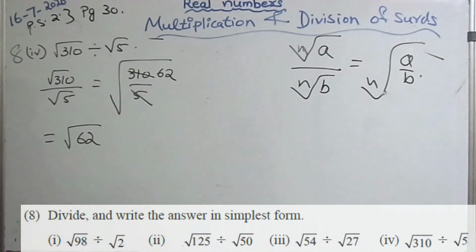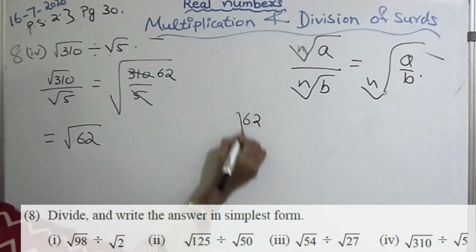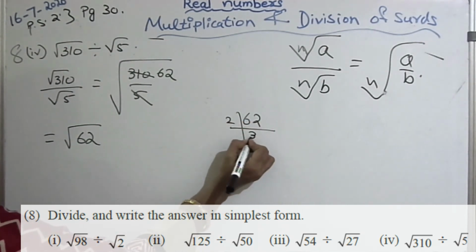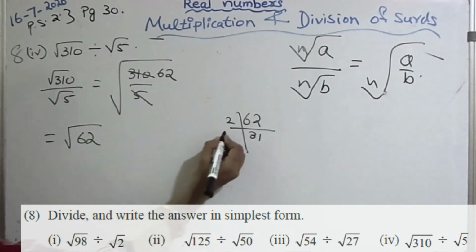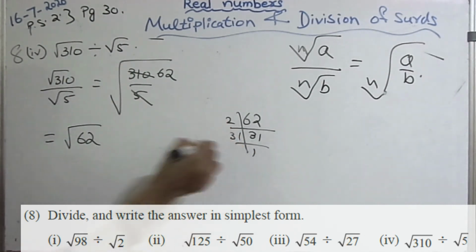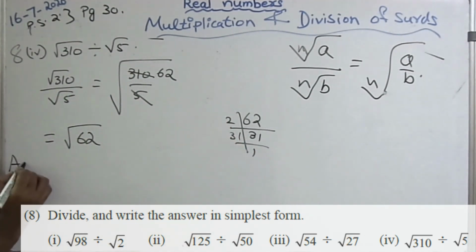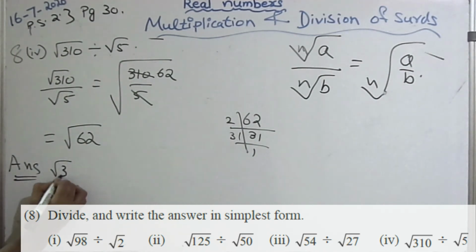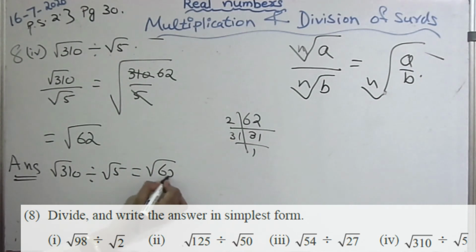Now root 62, we have to see whether this is in the simplest form. 2 goes in this, 2 31s are 62, 31 is a prime number. And no other number goes, 31 1s are 31. So nothing is repeated. So this is in the simplest form only. So your answer is root 310 divided by root 5 is equal to root 62. Come on, copy it down.